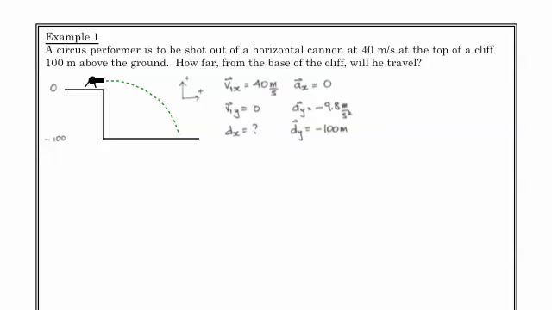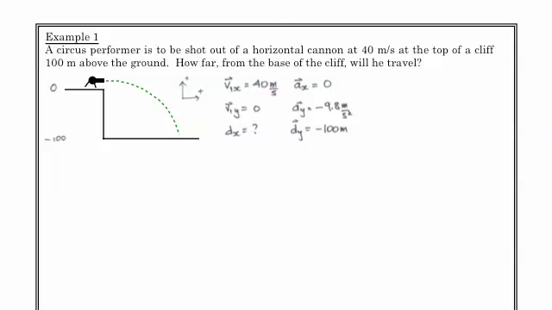We know the initial velocity in the horizontal direction, and it's 40 meters per second. Because it's a horizontal cannon, we also know the initial velocity in the y direction, and it's 0. For projectiles, the acceleration in the x direction is 0, always, and the acceleration in the y direction is due to gravity, and it's minus 9.8 meters per second squared.